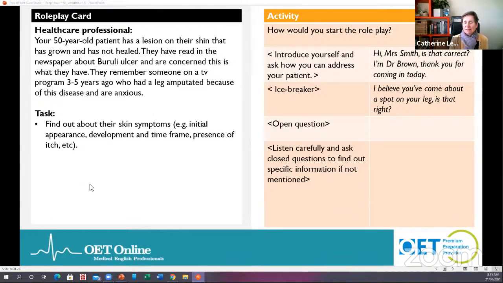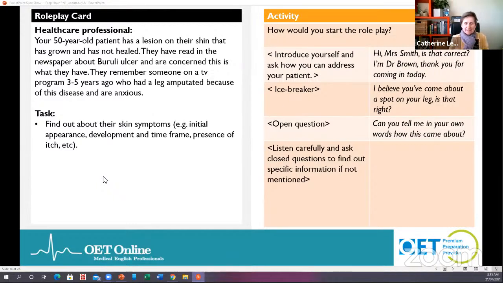So open question, and a nice open question to start the role play, and look how first task point is find out about their skin symptoms. So we want a general, a work question, a who, what, where, when, why, or how question to begin to get the patient talking. You might like to use tell me in your own words, for example. So what kind of open question could you use here? Can you tell me in your own words how this came about?